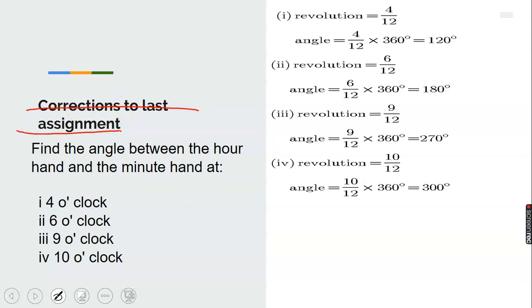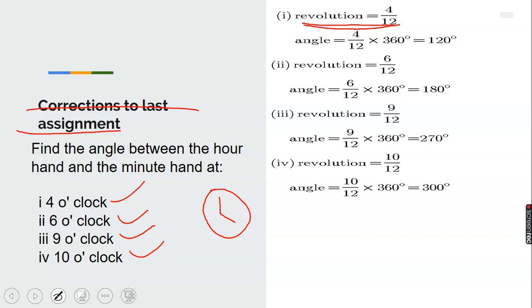Find the angle between the hour hand and the minute hand at 4 o'clock, 6 o'clock, 9 o'clock, and 10 o'clock. At 4 o'clock, it is like this. So you have to get the revolution first, which is 4 over 12. Out of 12 in one revolution, at 4 o'clock the hour hand has covered only 4 of the fraction of 12. Now, our revolution is 4 over 12.